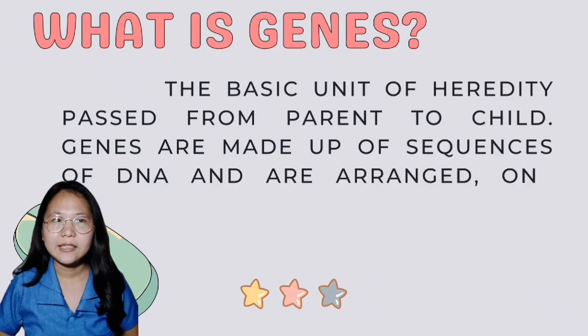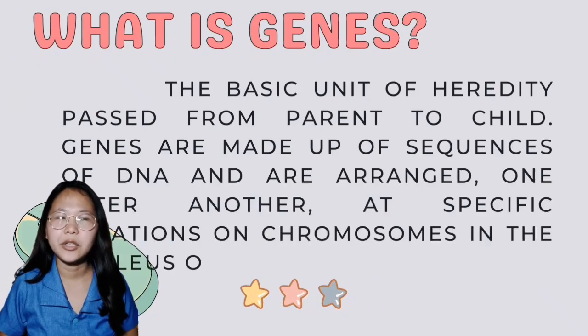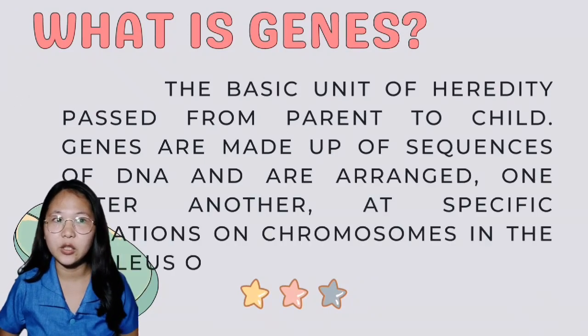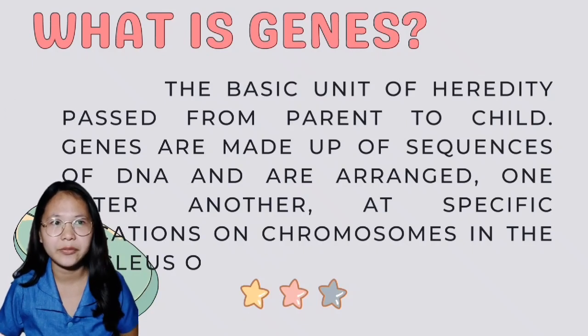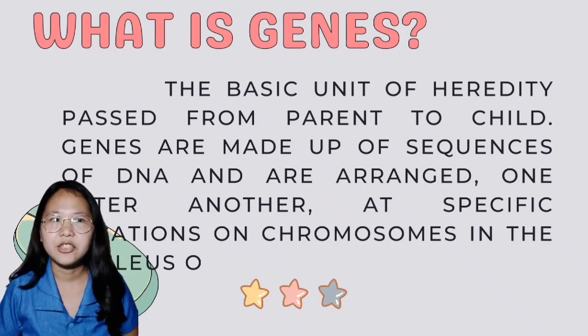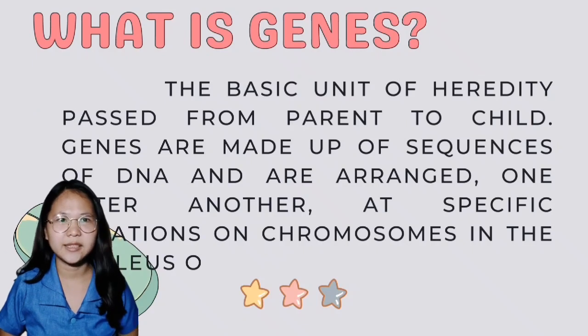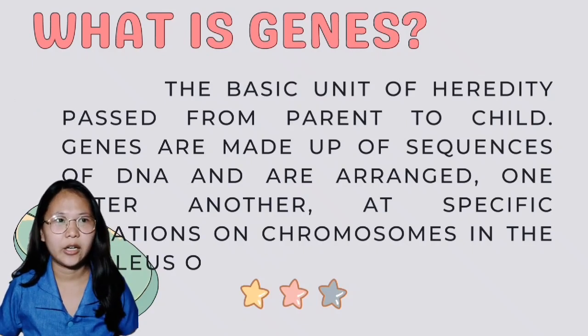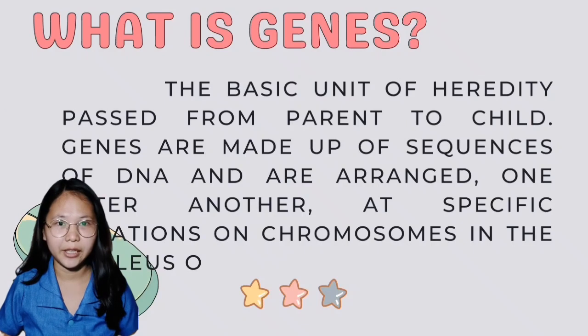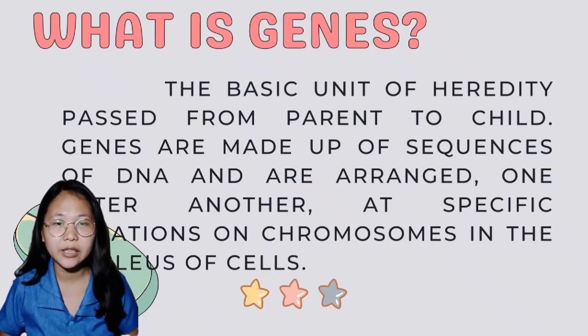So, what are genes? Genes are the basic unit of heredity passed from parent to child. Genes are made up of sequences of DNA and are arranged one after another at specific locations on chromosomes in the nucleus of cells.